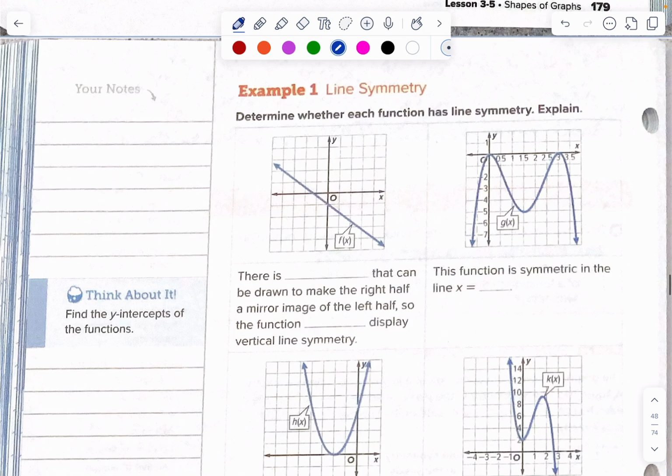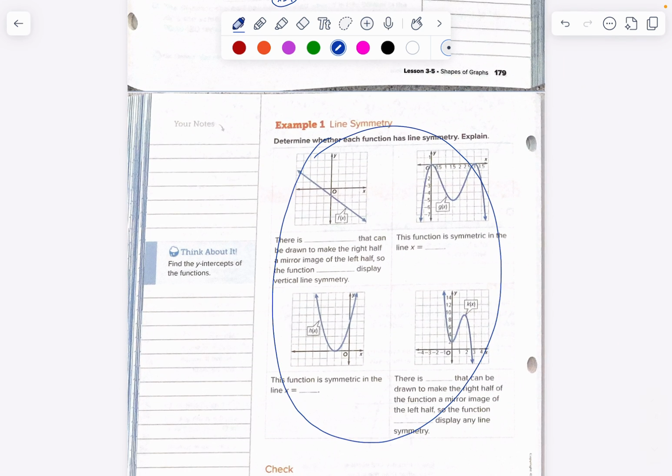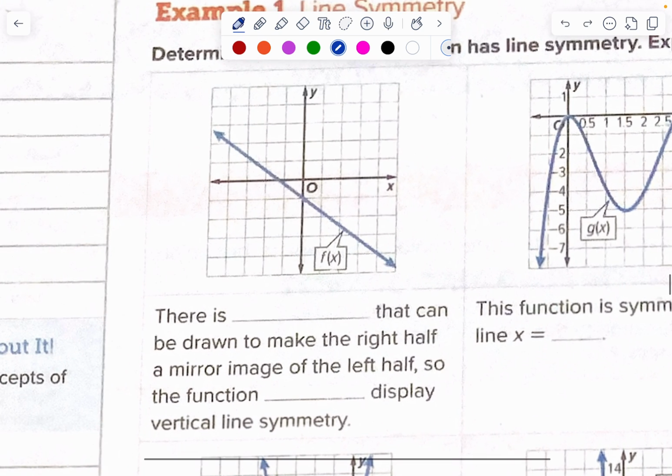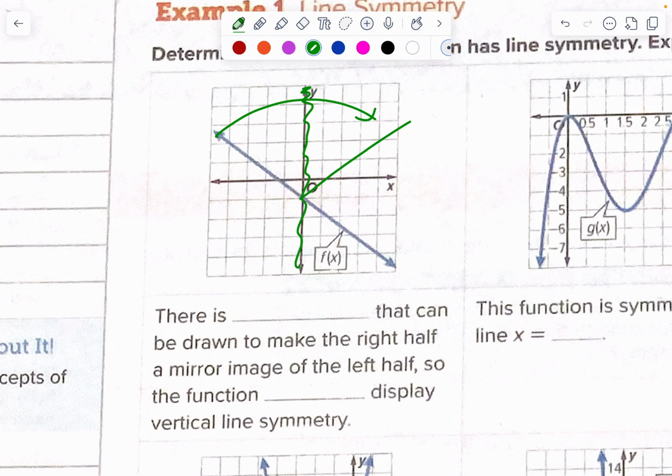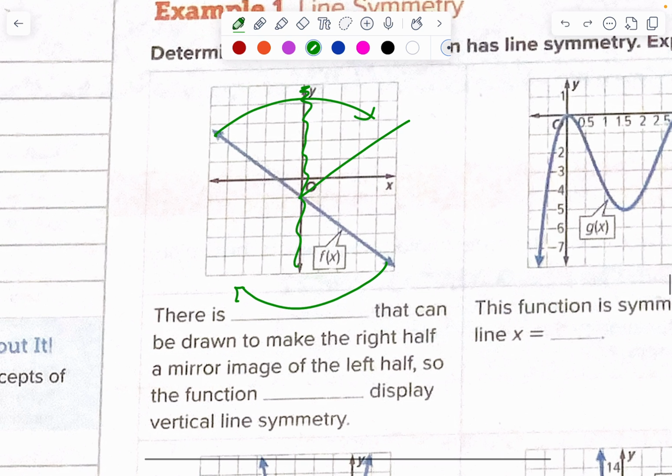It says determine, and there's I think 4 of these on example 1, so 4 different questions. This first one is a linear function that looks like a line, and it's asking, is there a place where we can fold it in half? So I'm looking at the y-axis, and if I fold this over to this, it's going to look like this, right? And if I fold this over here, it's going to look like this. So it is not symmetric because if I fold it in half, it will not lie on top of itself.